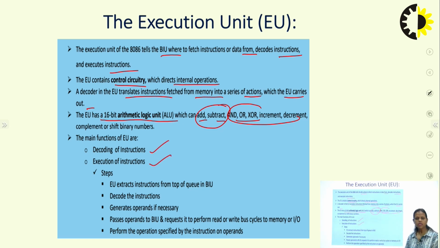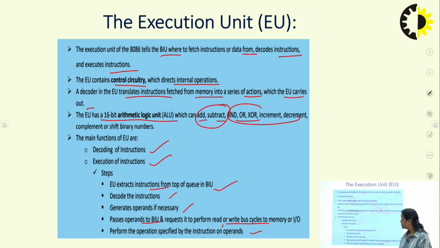The main function of the execution unit is to decode the instruction and to execute the instruction. The different steps followed by the execution unit are: the execution unit extracts an instruction from the top of the queue in the bus interface unit. This we will discuss in a coming slide. It decodes the instruction, generates operands if necessary, passes operands to the bus interface unit and requests it to perform a read or write bus cycle to memory or IOs. It performs the operation specified by the instruction on the operand.